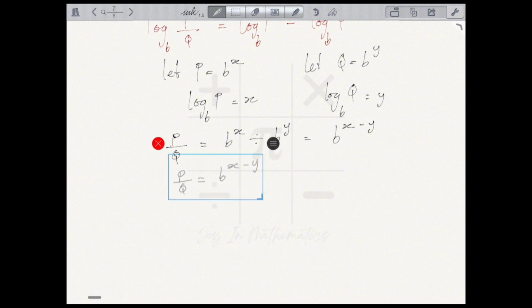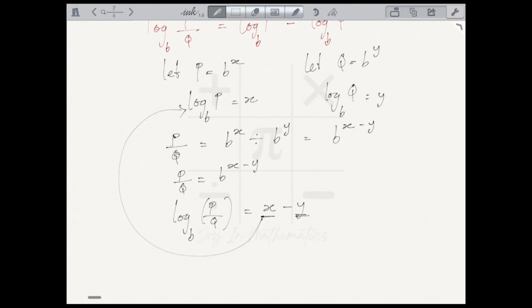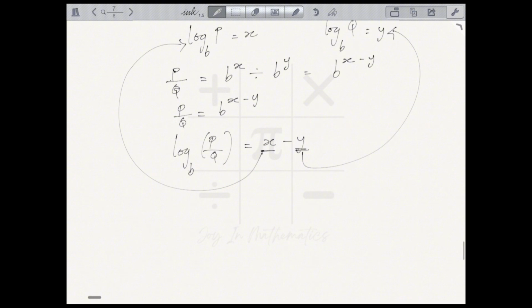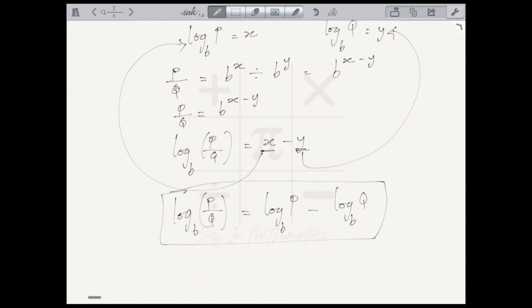Now let's rewrite this. This is index form again. Let's rewrite it in logarithm form. Therefore, we are saying that log of p over q to base b is equal to x minus y. Question is, what is x and what is y? x is log of p to base b, y is log of q to base b. Therefore, log of p over q to base b is equal to log of p to base b minus log of q to base b. This brings us to the subtraction law of logarithm.